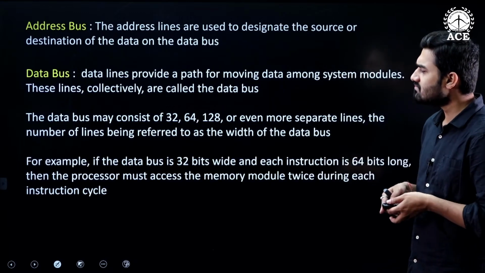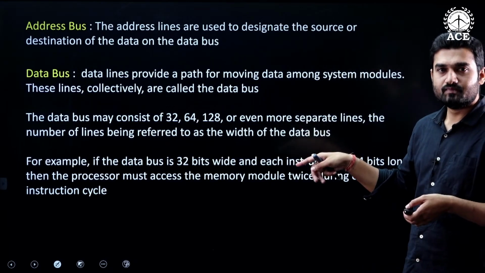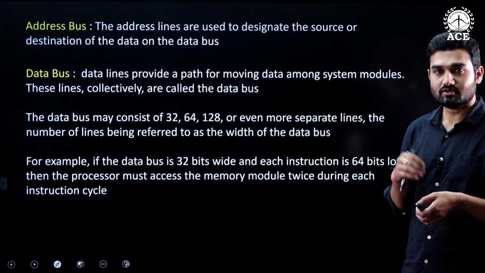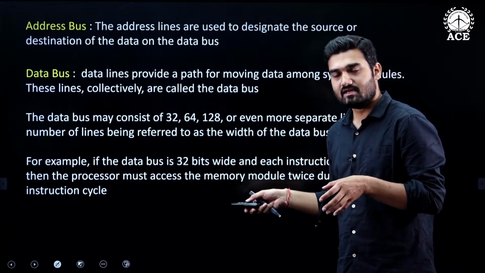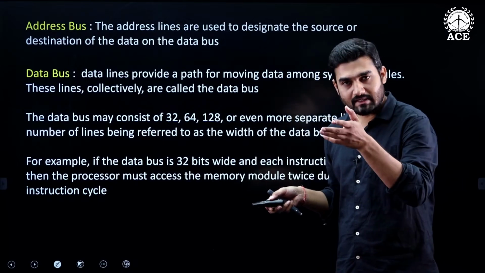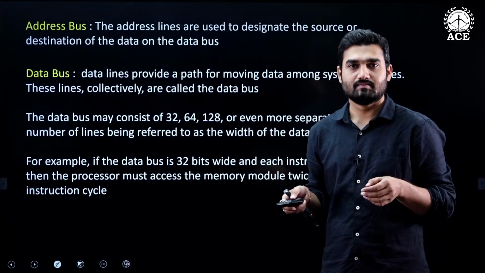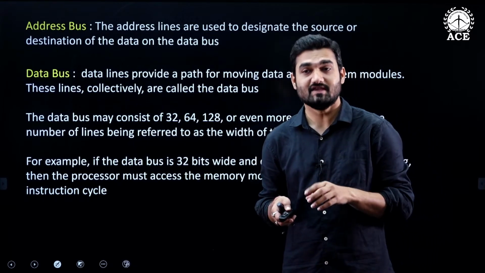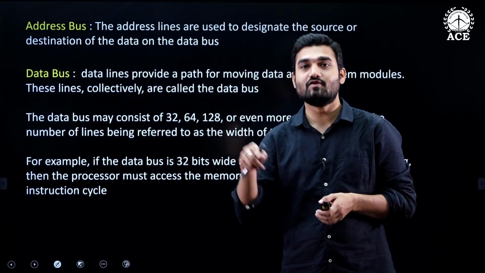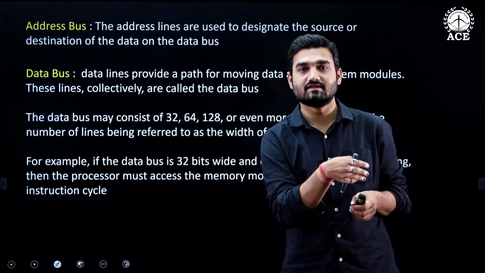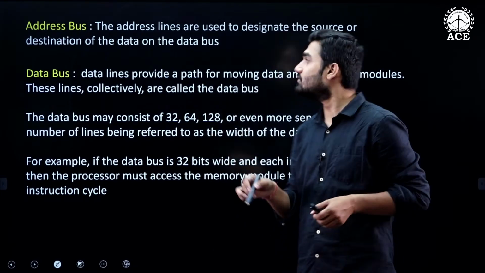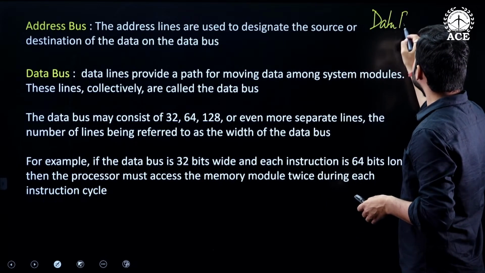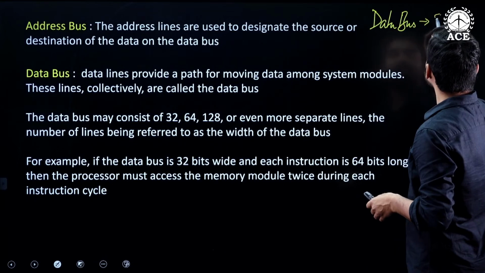Okay, fine. Now I am giving you one example. Please understand this example. This is really good in order to understand how the data bus really works. The example says, let us assume your data bus has 32 lines, but your instruction is 64-bit. The data bus has 32 lines, but your instruction is 64-bit. Data bus, how many lines? 32 lines.